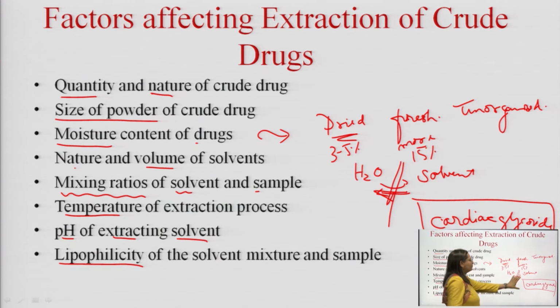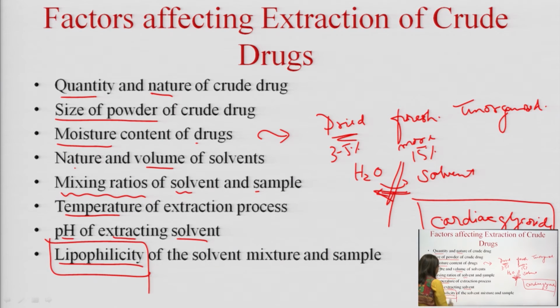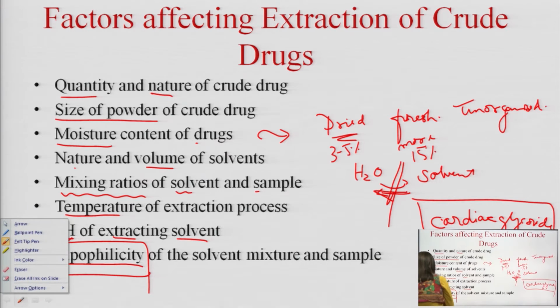So, in extraction we take utmost care while extracting the cardiac glycoside. Similar is the pH of the extracting solvent. Again, the hydrogen ion concentration of the solvent and the interaction of these hydrogen ions with the solute affects the extraction procedure. Another very important point for consideration is the lipophilicity of the substances.